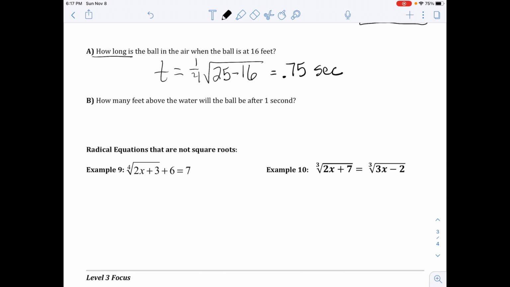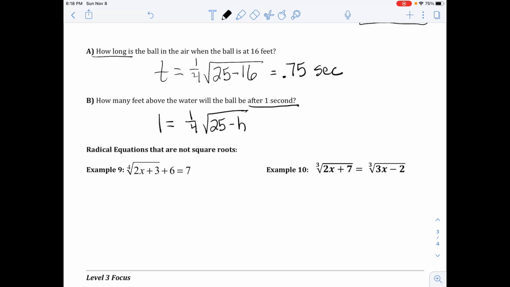B, how many feet above the water will the ball be after 1 second? So now I'm being given a different variable. I'm being given time. So 1 equals 1/4 times the square root of 25 minus h. So we see that h is inside the square root, so we're going to follow the steps that we just did in the previous examples.